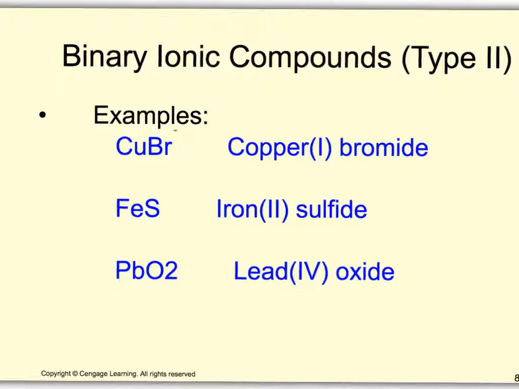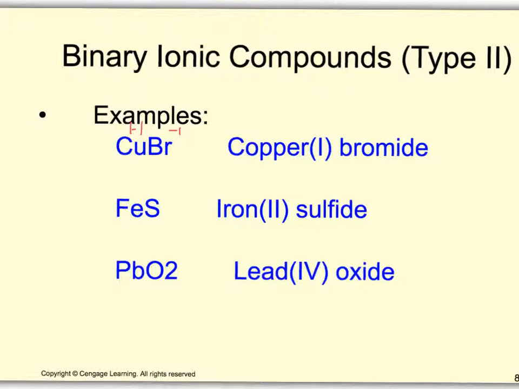Now we know that bromine has a -1 charge from the periodic table. When we look at copper, copper must have a +1 charge because we know we have a 1-to-1 ratio. Therefore, we would have copper with a +1 charge, 1 bromide. We do not include a plus or a minus in our naming. Now, the 1 does come from the +1 charge that copper has. Let's look at a second example.